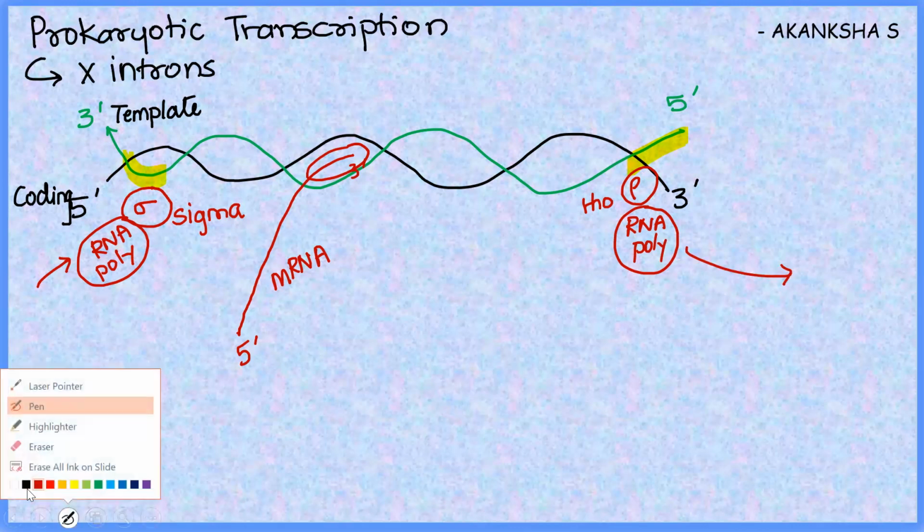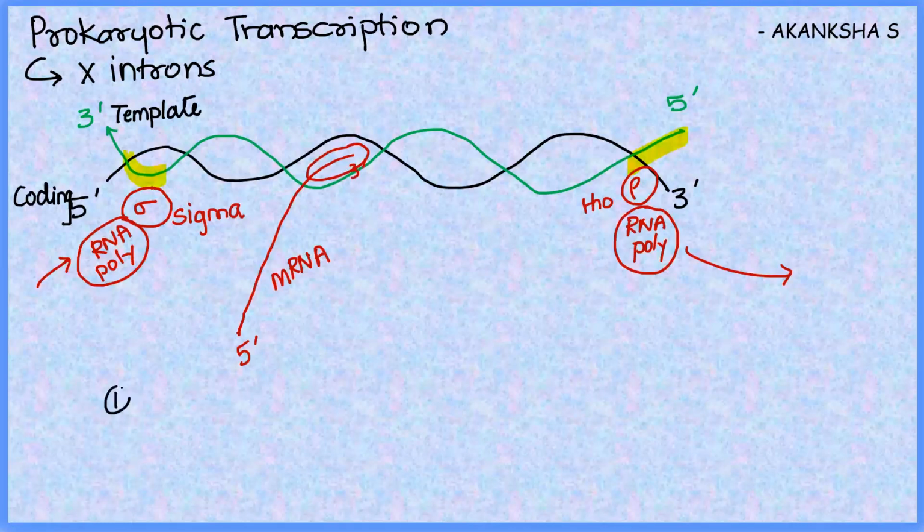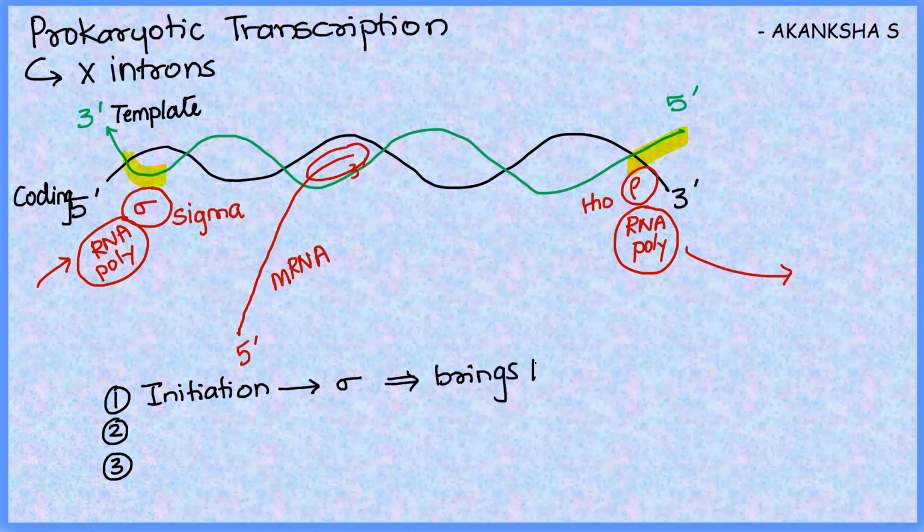So stepwise, in prokaryotes, there are 3 steps. Step number 1, step number 2, and 3. First step is initiation, that is bringing in the RNA polymerase. And this initiation is done by a factor called sigma. Sigma does what? It brings RNA polymerase to promoter.